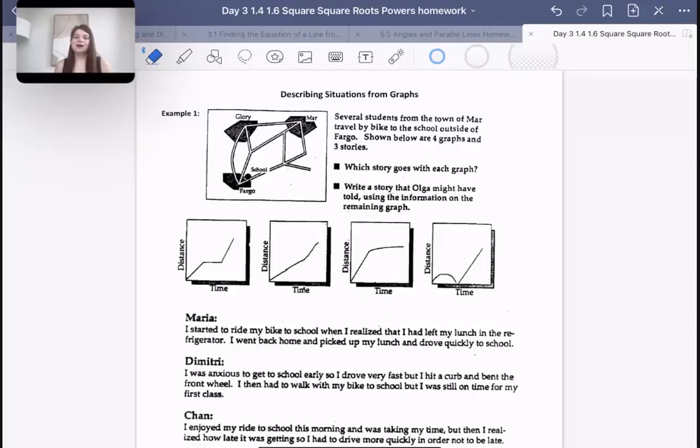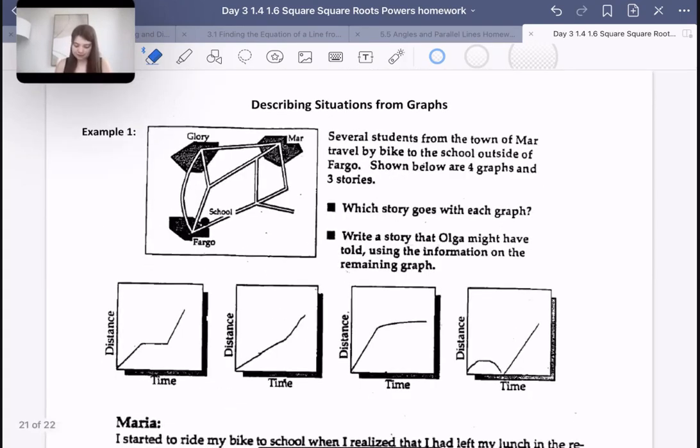Hi, everyone. Welcome back. Today, I'm going to be talking about the situations from graphs and how we can describe them. So, let's read this example. Several students from the town of Mar travel by bike to the school outside of Fargo. Shown below are four graphs and stories. Which story goes with each graph?